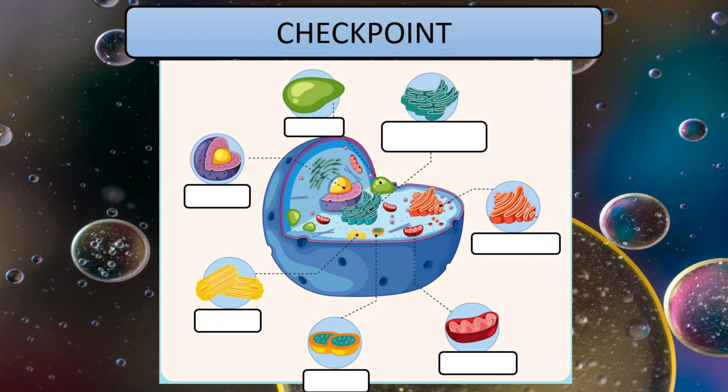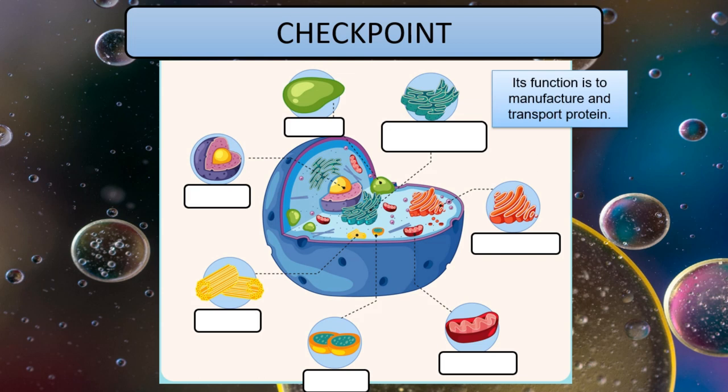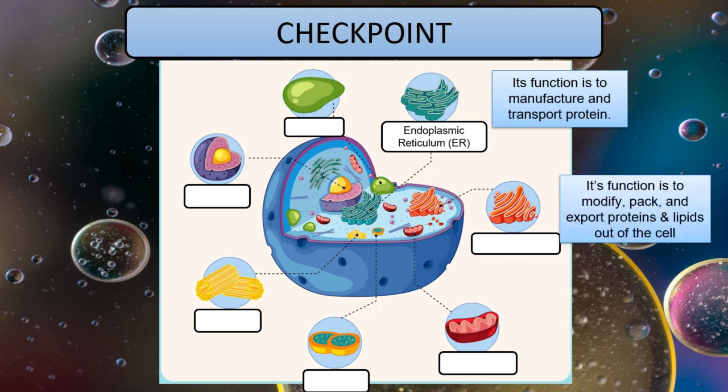So now let's go to the animal cell. The first part has a function in the manufacture and transporting of protein. It is called the endoplasmic reticulum. Next part, its function is to modify, pack, and export proteins and lipids out of the cell. It is the Golgi apparatus.